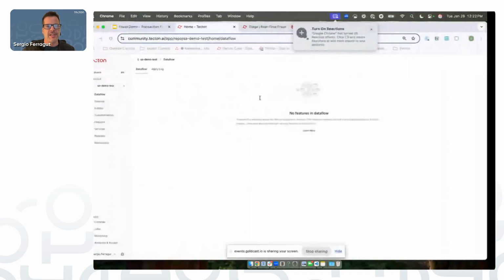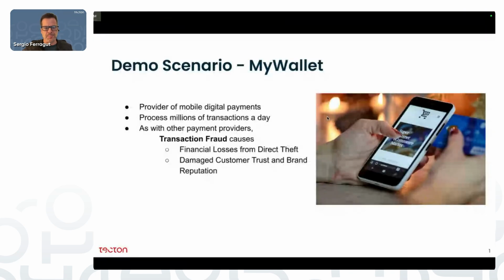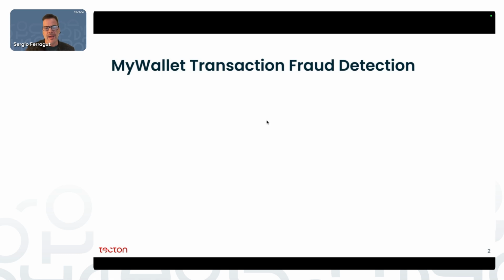So let me finish setting the stage by talking about our demo scenario. In this demo scenario, we're talking about a fictitious company called My Wallet, based on most of our customers that do this kind of fraud detection. My Wallet processes mobile digital payments. They process millions of transactions a day, and like many payment providers, they deal with transaction fraud, which causes financial losses and damages customer trust, like Julia has been talking about.